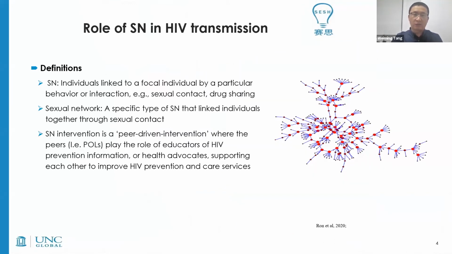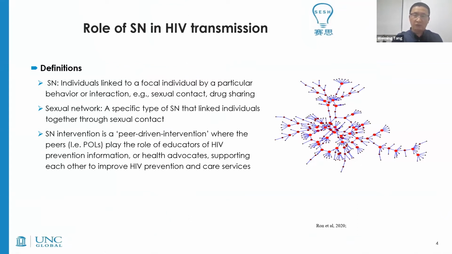As you may know, a social network is a key part of our daily life. But what is a social network? It actually means individuals linked together to form a structure by a particular behavior, for example, through sexual contact, through drug sharing, and through other behaviors. An important pattern for HIV prevention is actually the sexual network, which means people are linked together through sexual contact.